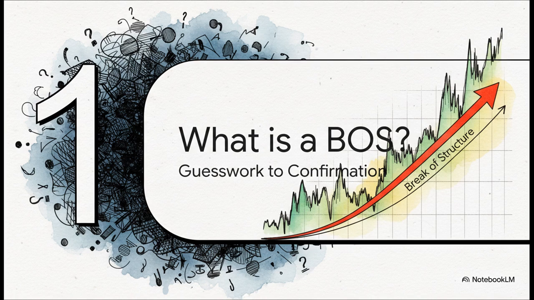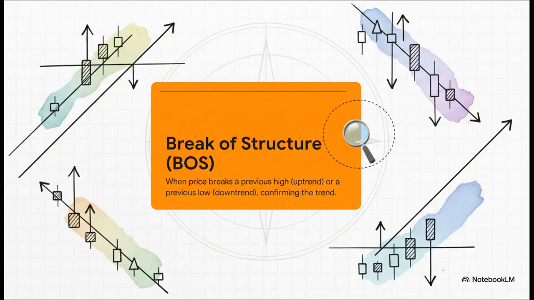Think of it as a simple visual clue that helps you read the story the chart is trying to tell you. So, what is a BOS? Well, it's a confirmation signal, plain and simple. When the market is in an uptrend, a BOS happens the moment the price pushes decisively above its last high point. And in a downtrend, it's the exact opposite. It's when the price breaks below its most recent low. The key thing to remember here is that it's not a prediction. It's a confirmation of what's happening right now.